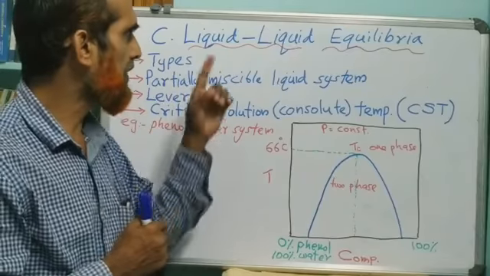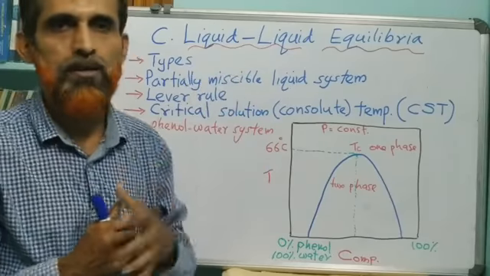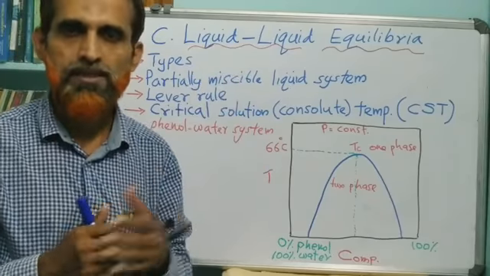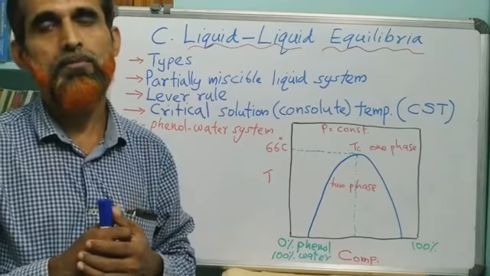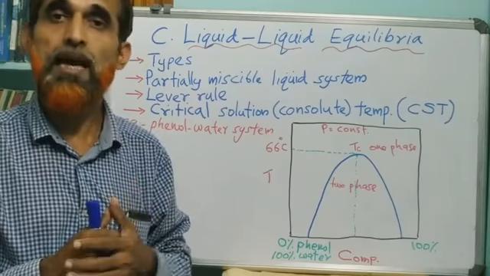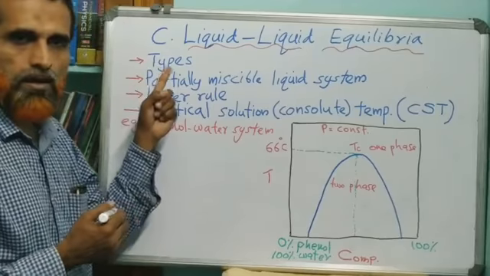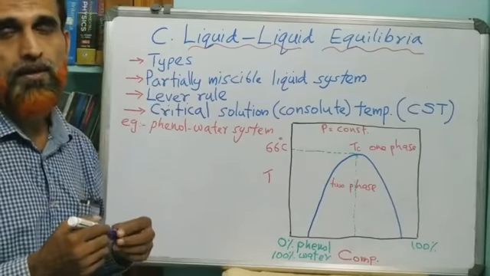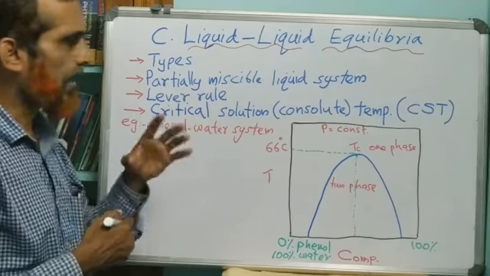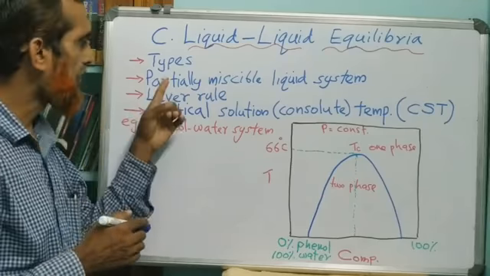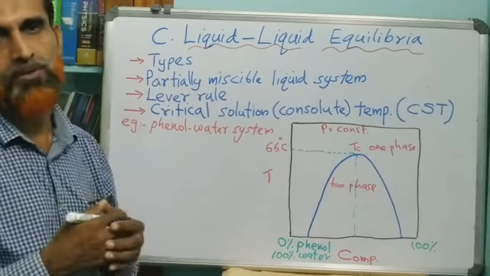Today we discuss the third type of two-component system, that is the liquid-liquid system. Previously we have discussed solid-liquid equilibria as well as solid-gas equilibria. We discussed first of all what are the types of liquid-liquid equilibria, in which we have a detailed discussion of one of the types, that is the partially miscible liquid system, in this episode.